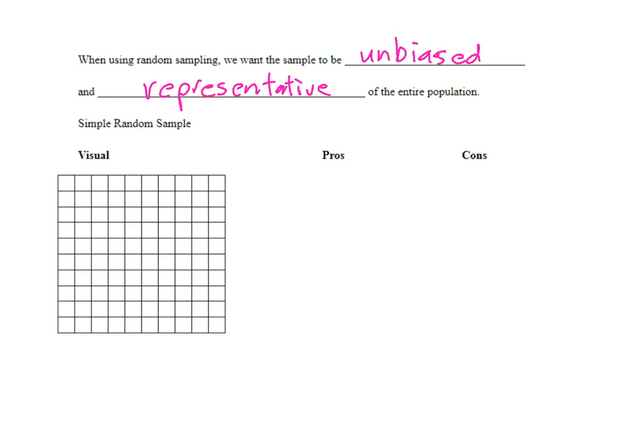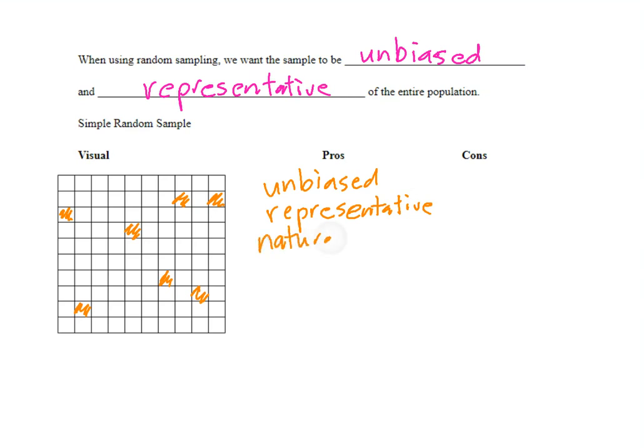So just a basic sample would be, now I think this is a 10 by 10 grid that you're looking at. It would basically be randomly taking any of these and calling that your sample. So really, truly random. The pros of this would be it is unbiased, it is representative, and it's a natural thing to do in the manufacturing business. You kind of just pick and choose.